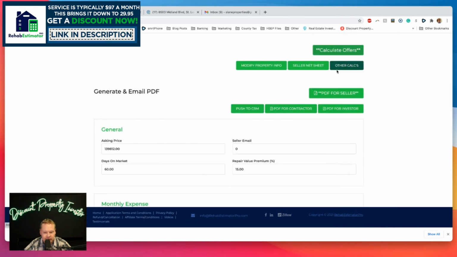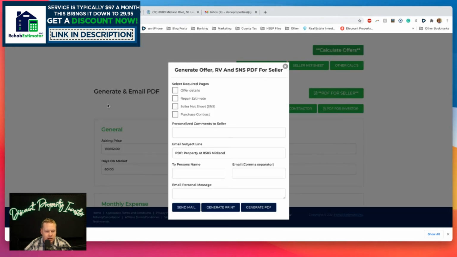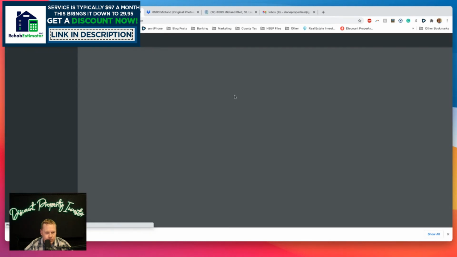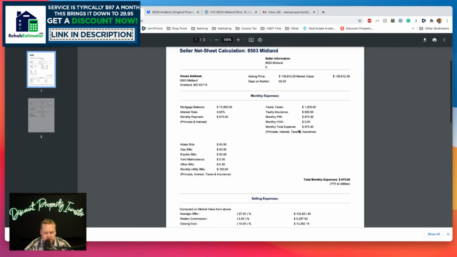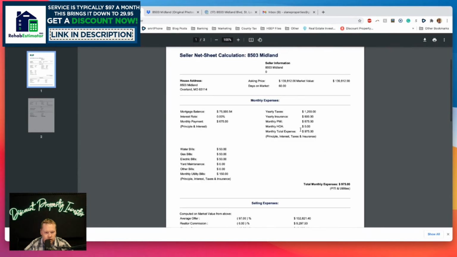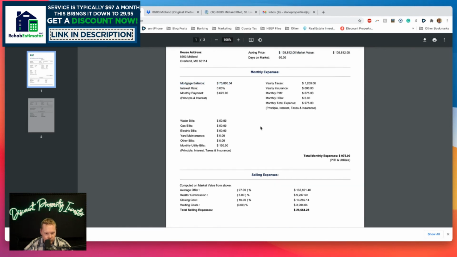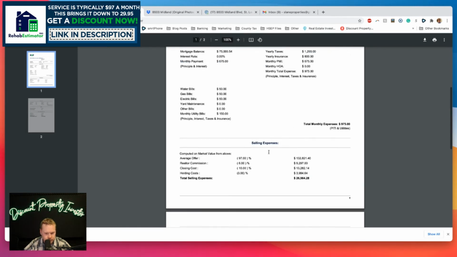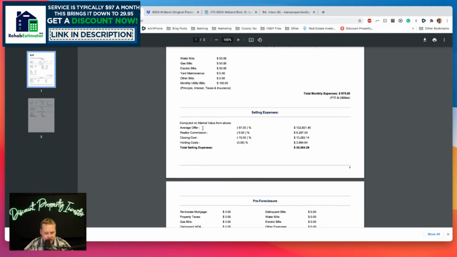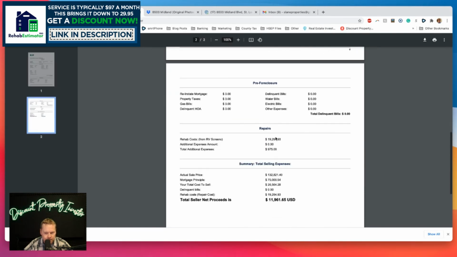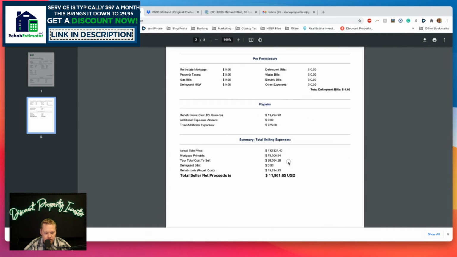So let's see the seller net PDF for sellers. Here we'll do the seller net sheet and generate a PDF. And let's see how this looks. This is cool. Okay, my seller net calculation for 8503 Midland. We've got the market value up here. We've got our mortgage balance here. We've got our normal expenses that they have to factor in. Then we've got our selling expenses. So we just calculate all these for the seller, and it breaks it down.